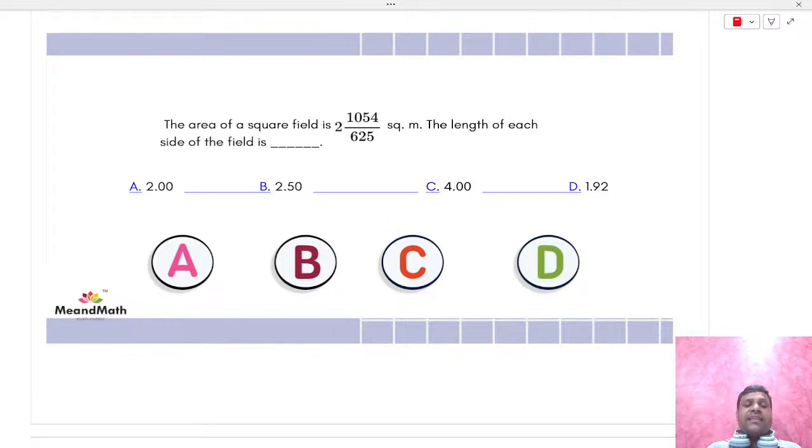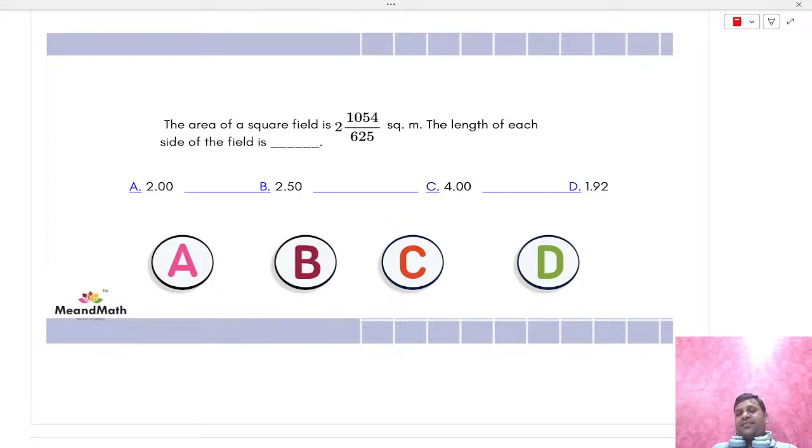Because this is the area of a square. Area of a square is a square. So if you want to find the side, then you have to find the square root of the area. And the area is given in the question here. So what you have to do is find the square root of this mixed fraction.